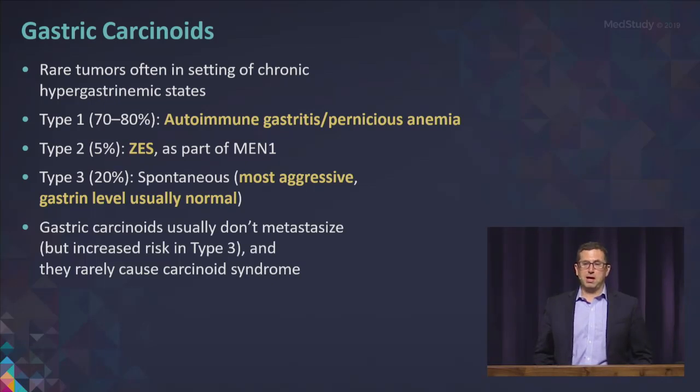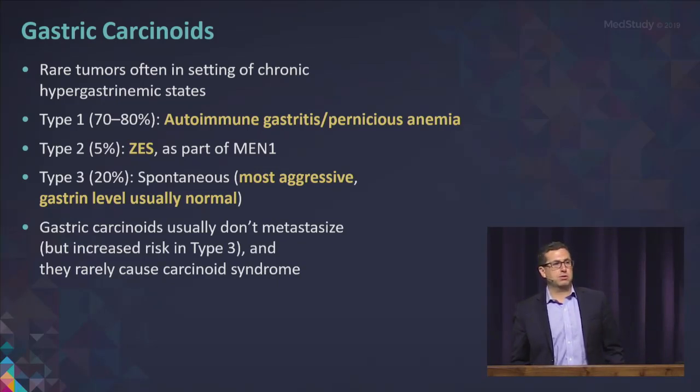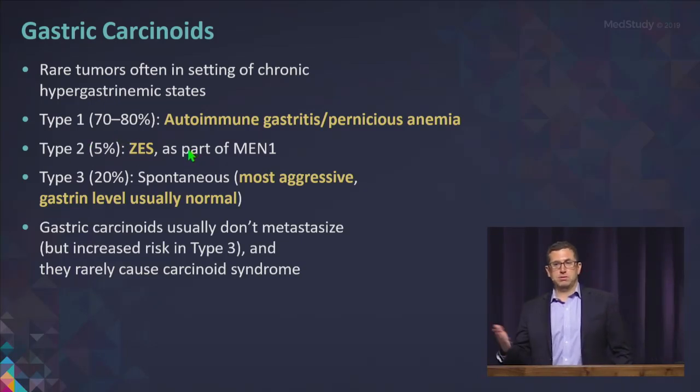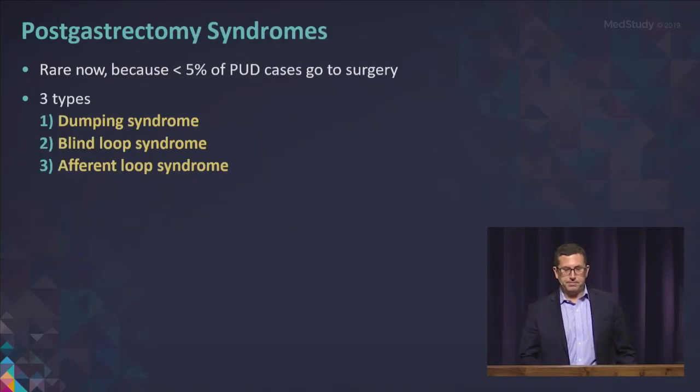And then there's type 3, which is spontaneous. The key here is that the spontaneous one is the most aggressive and has a high rate of metastases. And also the type 3 one is associated with a normal gastrin level, whereas type 1 and 2 are associated with high gastrin levels. So if there's a question on the test asking about type 3 carcinoids, normal gastrin and aggressive compared to the types 1 and 2.